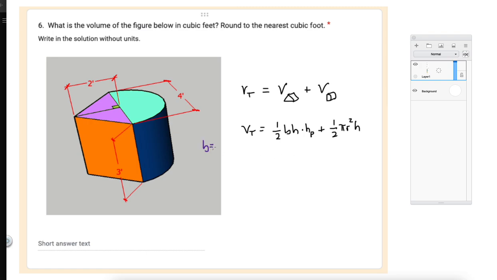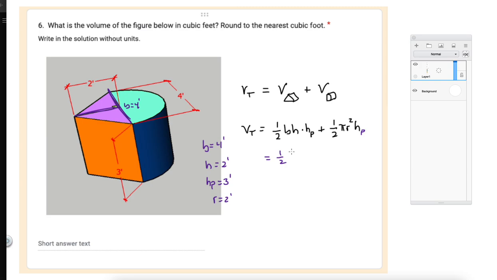The base of the triangle is this dimension right here, this base. It's just the same as the diameter of the circle, which is 4. So we have 4 feet. The height of the triangle is 2 feet, which is the same as the radius of the circle. The height of the prism, this is h right here too, is 3 feet. And the radius is 2 feet.